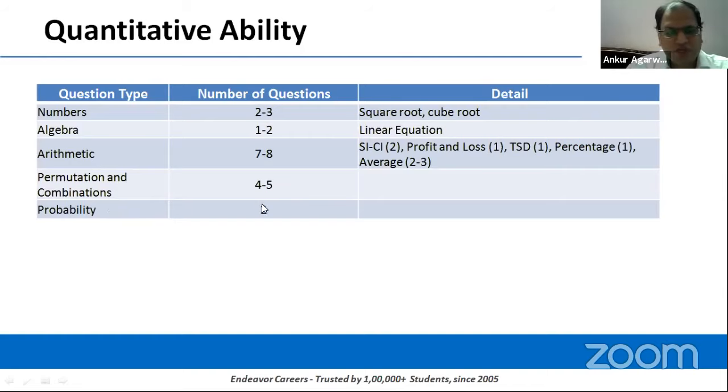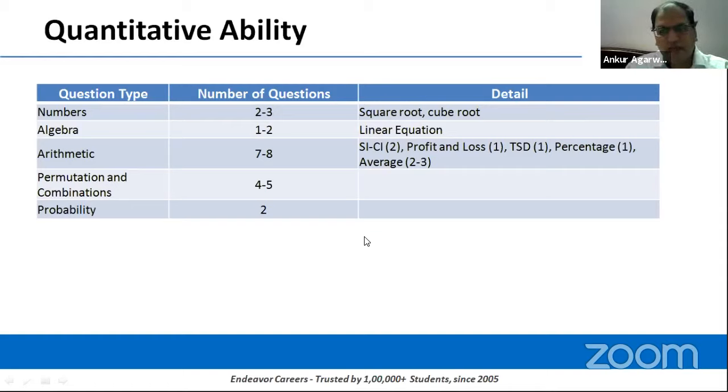PNC, permutation and combination, was one dominant topic in this particular section. Around 4 to 5 questions have been reported on this topic. Also, there were around 2 questions on probability. Overall, as I said, few of the questions were easy, but some were time consuming. 12 plus attempts over here would have been a good score, and students should ideally have devoted around 15 minutes for this particular section.